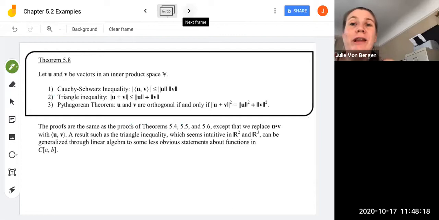Okay, so in the next videos, we'll take a look at Theorem 5.8, which is about vectors in the inner product space V, and continue with some more examples.